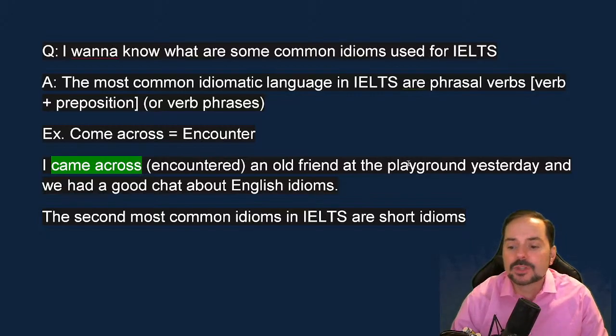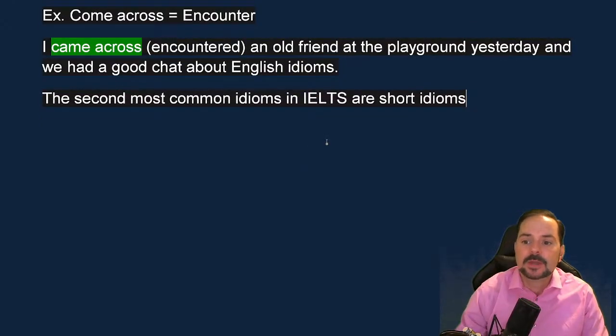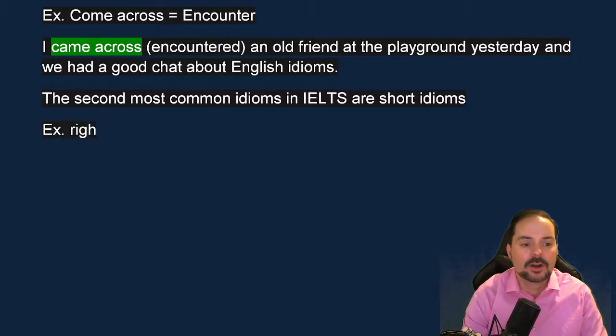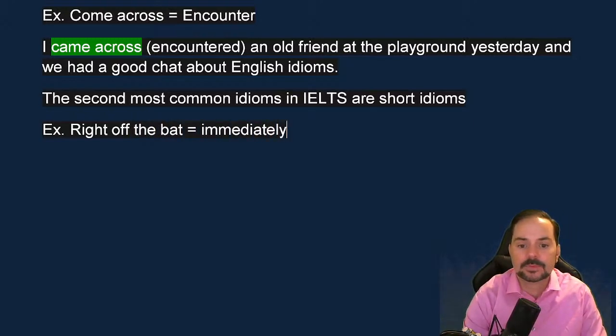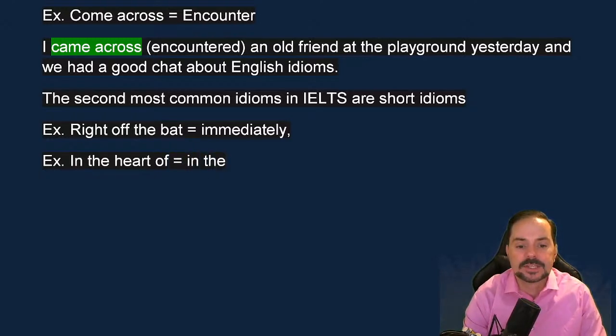Okay, so short idioms, for example, like "right off the bat," which means immediately. I used this idiom a second ago. Or, for instance, "in the heart of." Okay, so in the center.